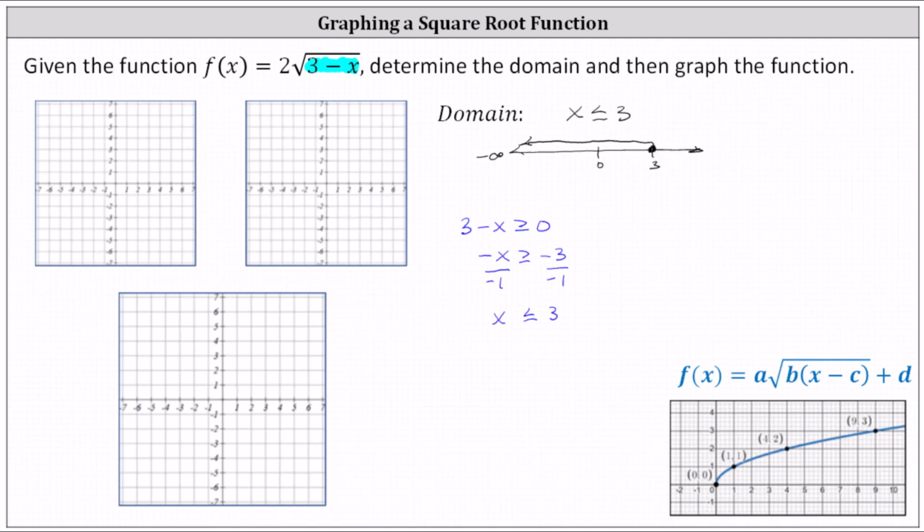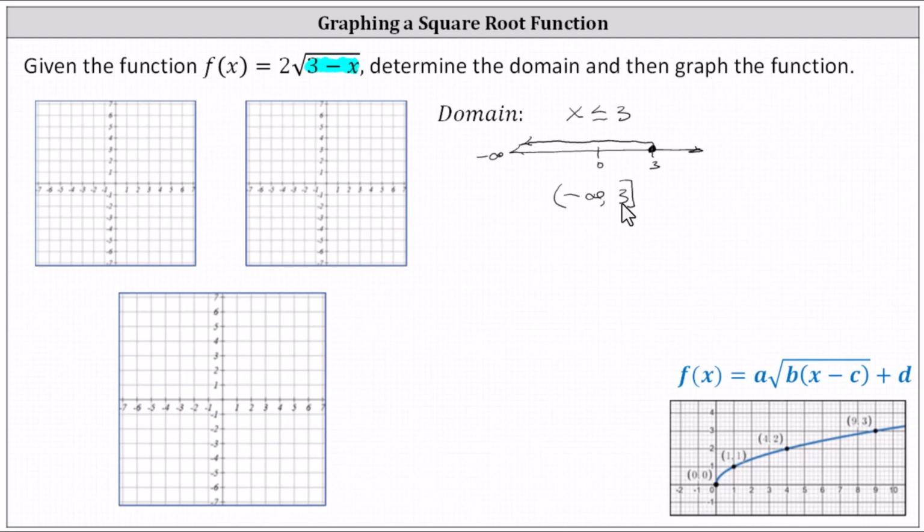And now let's express the domain using interval notation. We have the interval from negative infinity to 3. We use a parenthesis to the left of negative infinity, and we use a square bracket to the right of 3 because the interval is closed on 3 or includes 3. We now have the domain expressed using an inequality, a graph, as well as interval notation.